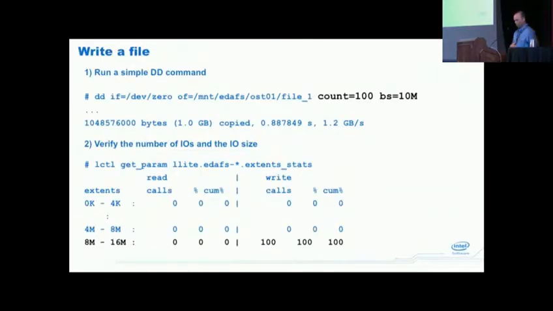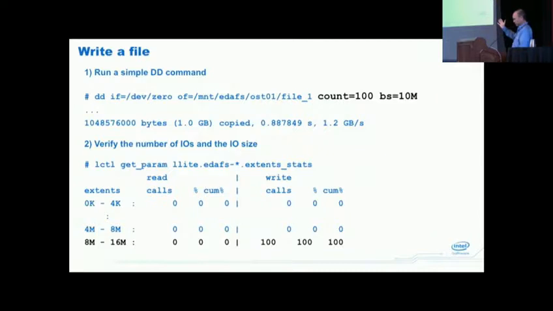So let's talk about some tools, some utilities that Lustre gives us to see what's going on in the file system. We use very simple commands here for our sample writes and reads. We're going to use the dd utility. In this case, we're going to write a lot of zeros to a file system. We have 100 writes at a block size of 10 meg.